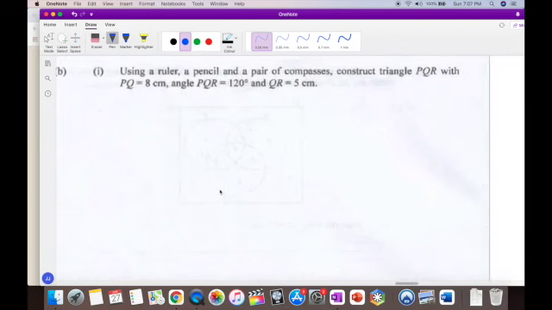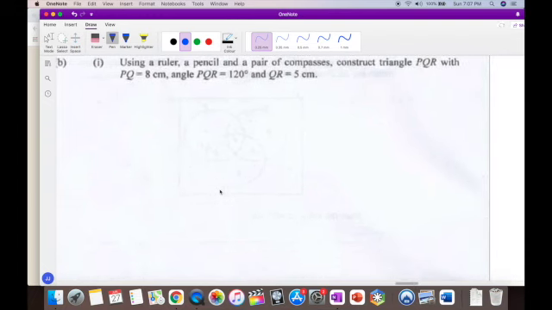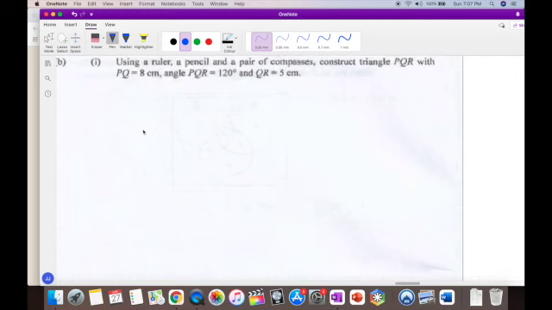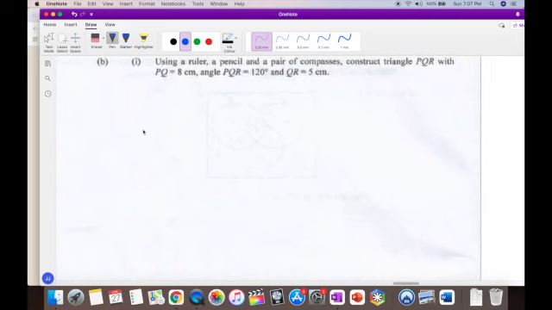Using a ruler, a pencil, and a pair of compasses, construct the triangle PQR with PQ 8 centimeters, angle PQR 120 degrees and QR 5 centimeters. So the first thing I will do is draw a sketch so that you'll have an idea of what this is going to look like.